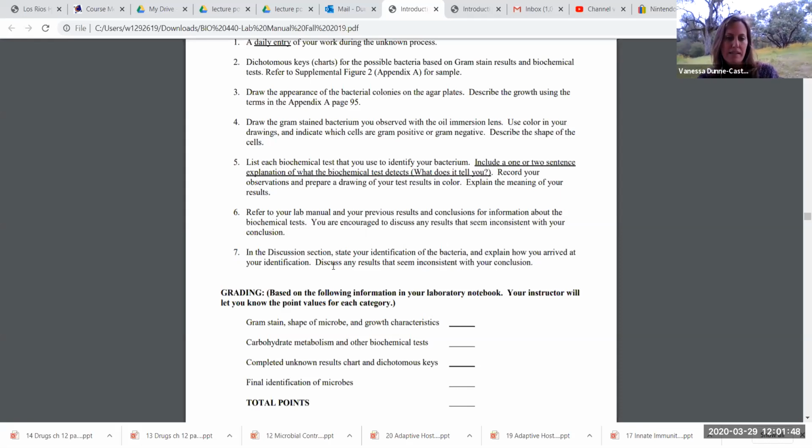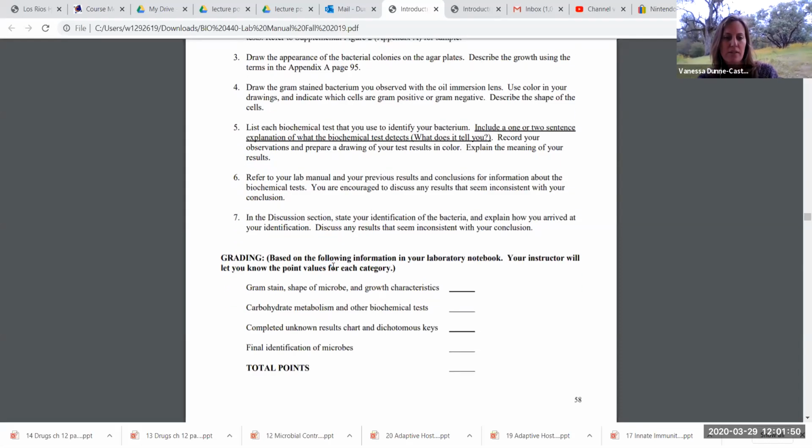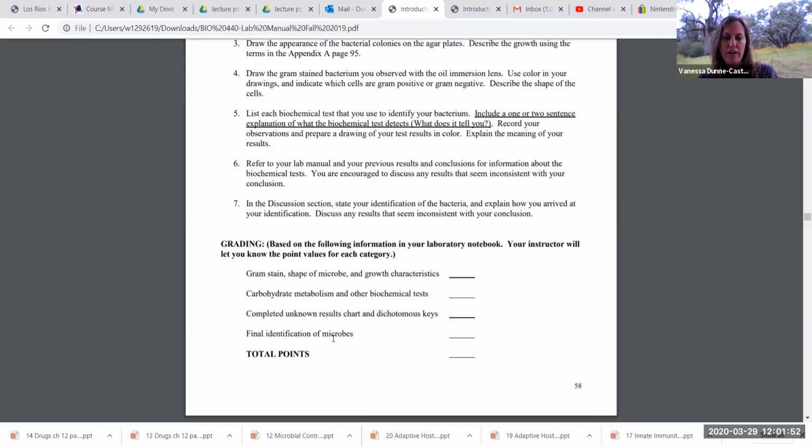And then this last section is the discussion. So for points, if you just look down here, everything here is worth 10 points. So the first one is 10 points, 10 points, 10 points. The final identification, which means just telling me what organism you have, is worth 10 points, and I'll have a Canvas assignment page for just the final ID. So all you're doing is saying unknown number blank is blank blank, right? Genus and species.